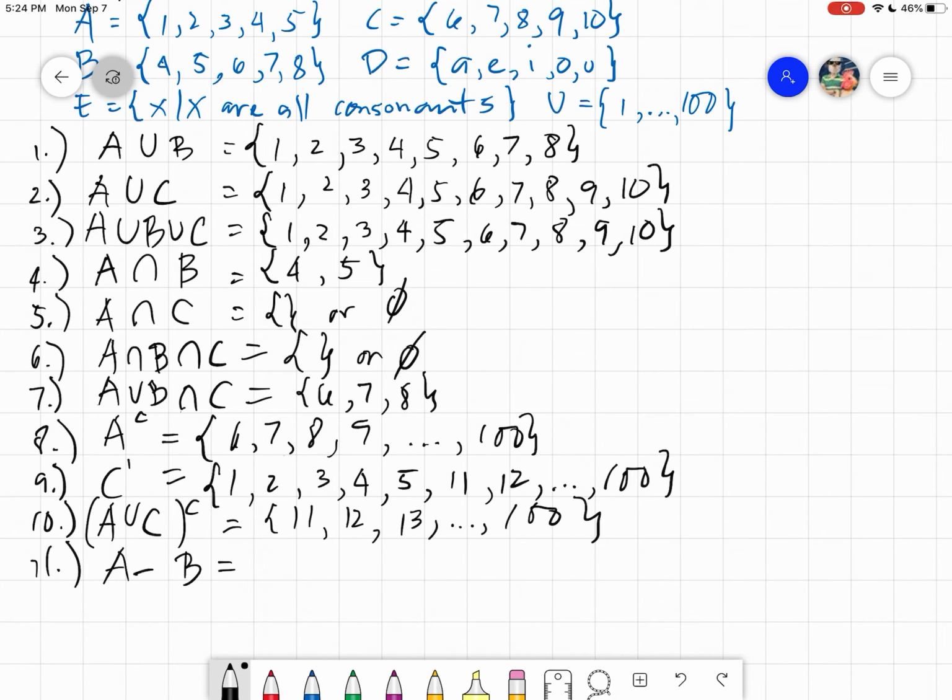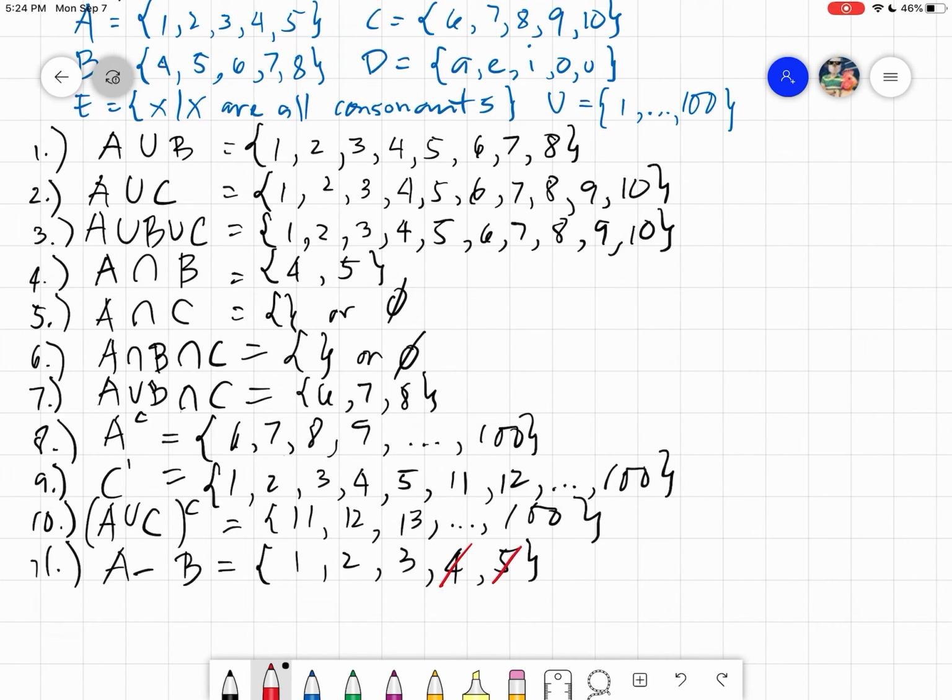Eh, ang remember, ang elements po ng B is 4, 5, 6, 7, 8. So, first, let's write it down. Ano ba yung elements ni A? That's 1, 2, 3, 4, and 5. At ano yung elements ni B? Ang elements ni B ay eto, yung nasa taas. Okay? Ito. Yan yung elements ni B. 4, 5, 6, 7, 8.